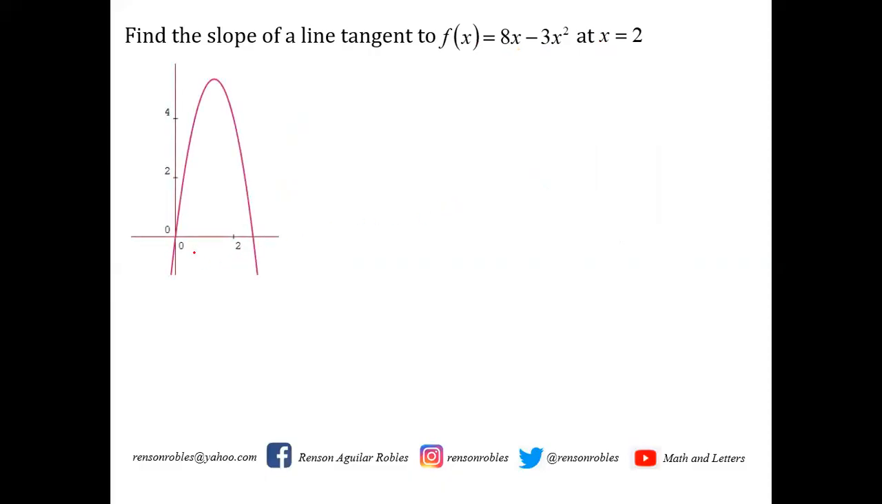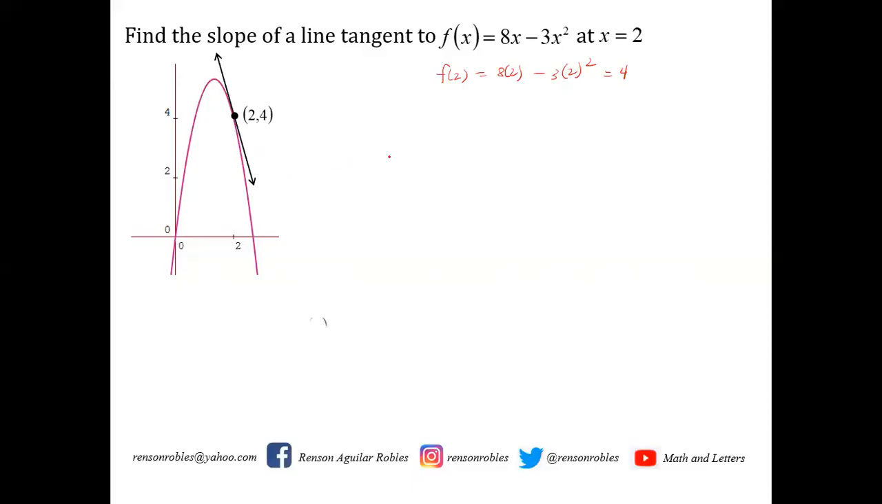Okay, so this is the parabola 8x minus 3x squared. And we shall now consider this point when x equals 2. Okay, so we shall now have a point 2, 4. Because when x is 2, you just replace x by 2. So f of 2 equals 8 times 2 minus 3 times 2 squared. And this will give you 4. So the point we are referring to is 2, 4. And out of this point, we shall now draw the tangent line. Okay?